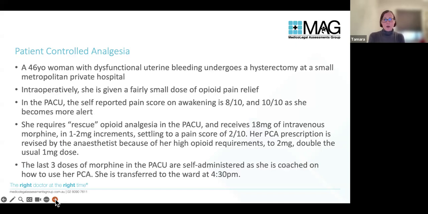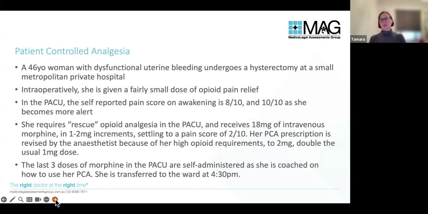So a 46-year-old woman warrants having a hysterectomy, and her gynecologist admits her to a small metropolitan private hospital to have this done. She has a sort of an interesting anaesthetic. She gets some fentanyl as her pain relief, and she gets quite a small dose, I would think most of my colleagues would assess. She goes to the recovery room, the post-anaesthetic care unit, and she's starting to wake up and immediately saying that her pain score is 10 out of 10.